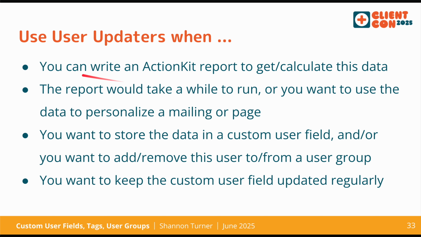User updaters are really useful because you can write a report in ActionKit to calculate this data, and then you can store the results into one or more custom user fields and then keep those up to date on a schedule. So for example, every day, let's update the personal open rate for every user who's received a mailing in the last 30 days.